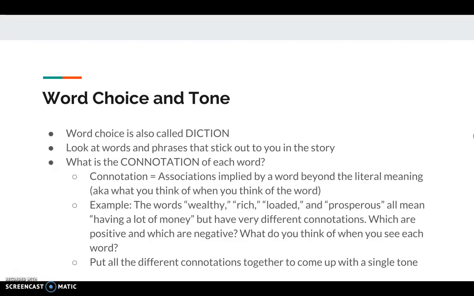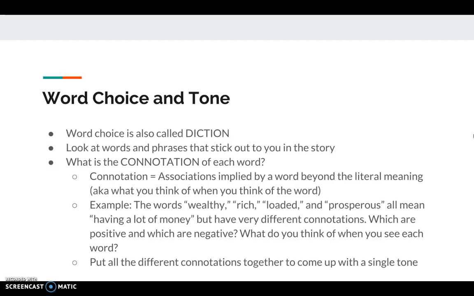For example, the words wealthy, rich, loaded, and prosperous can all mean having a lot of money, but they have really different connotations. If you're loaded, that's a very slangy word, and you might picture somebody who's very flamboyant and really shows off their money. Whereas with prosperous, you might picture someone serious and hardworking who's really worked to build up that wealth.